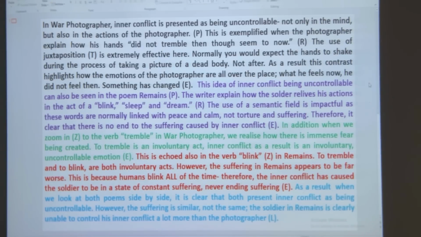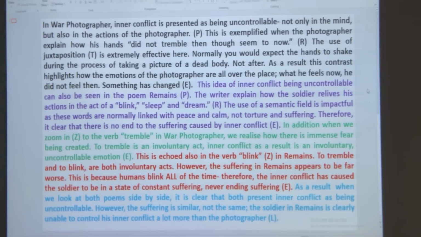Normally, you would expect the hands to shake during the process of taking a picture of a dead body, not after. As a result, this contrast highlights how the emotions of the photographer are all over the place. What he feels now, he did not feel then. Something has changed. Then I move on, I bounce. This idea of inner conflict being uncontrollable can also be seen in the poem Remains. The writer explains how the soldier, it should be soldier guys, relives his actions in the act of a blink, sleep and dream.